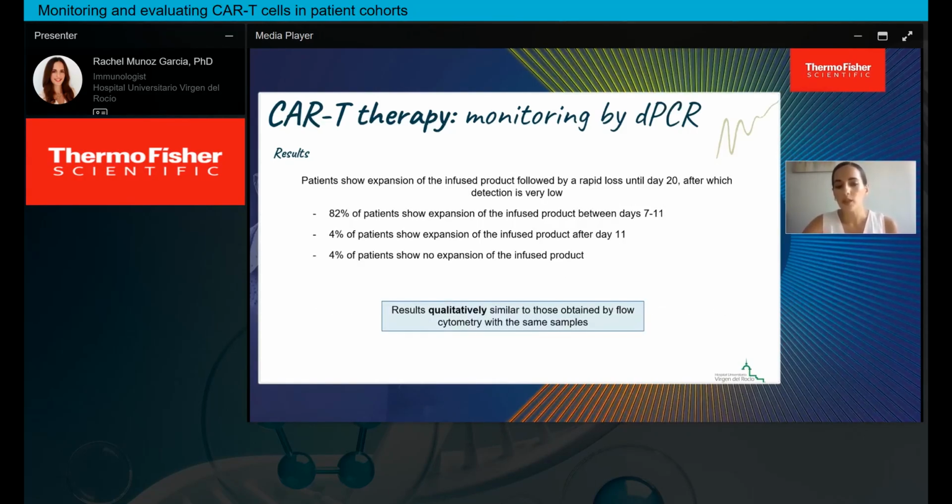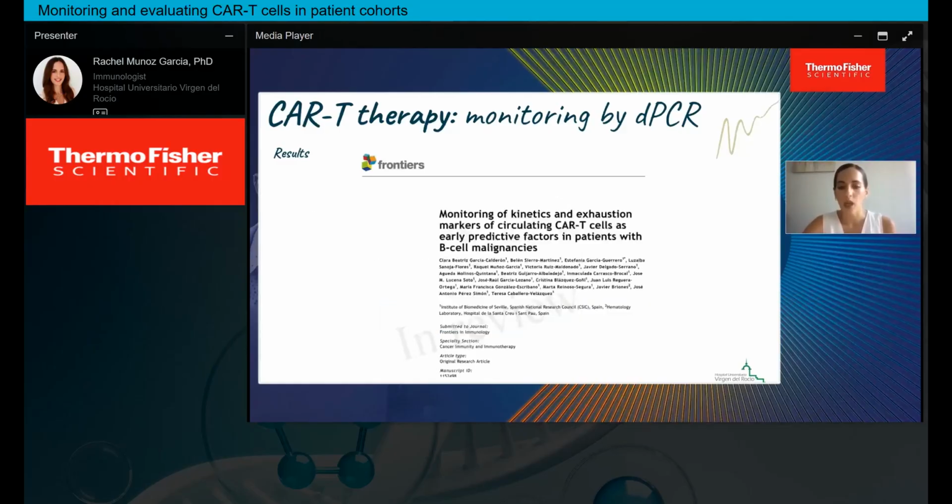So with these results, we can also say that they are qualitatively similar to those obtained by flow cytometry with the same samples. And all of these results have been published in Frontiers in Immunology, and this work was done by the hematology group in my hospital, and we collaborated with our data. And at this point, I wanted to thank especially the immunology group of my hospital for giving me the opportunity.